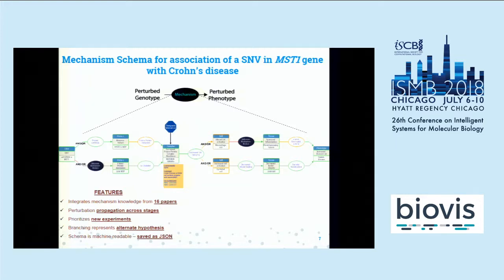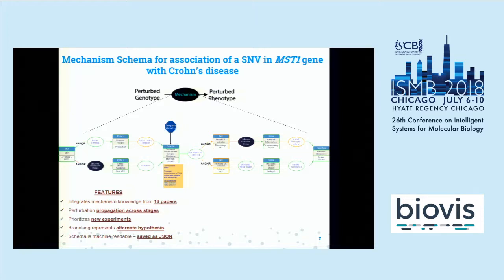The other interesting thing is you can actually see the perturbation across stages. Let's say you want to know what is happening at the protein stage because of this mutation. These two boxes talk about what is happening in the protein stage, what is happening in the complex stage, what is happening in the cell stage, what is happening in the tissue stage, and finally the phenotype. So you can actually see at the systems level what is happening.